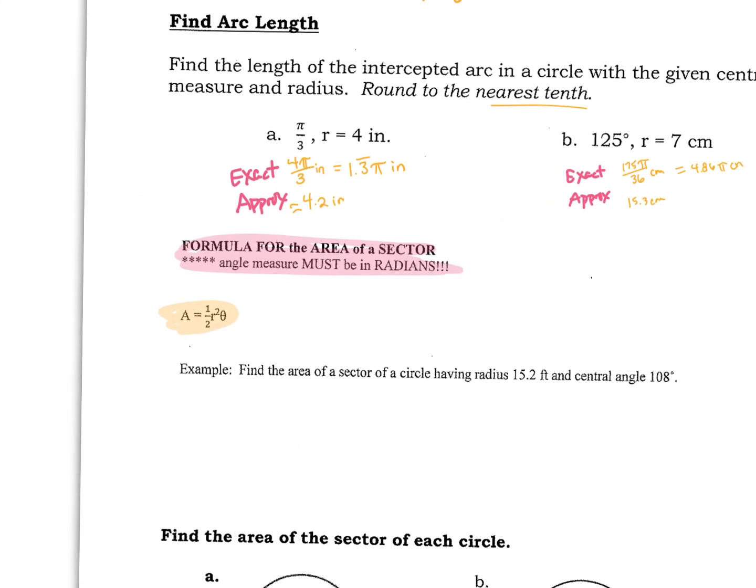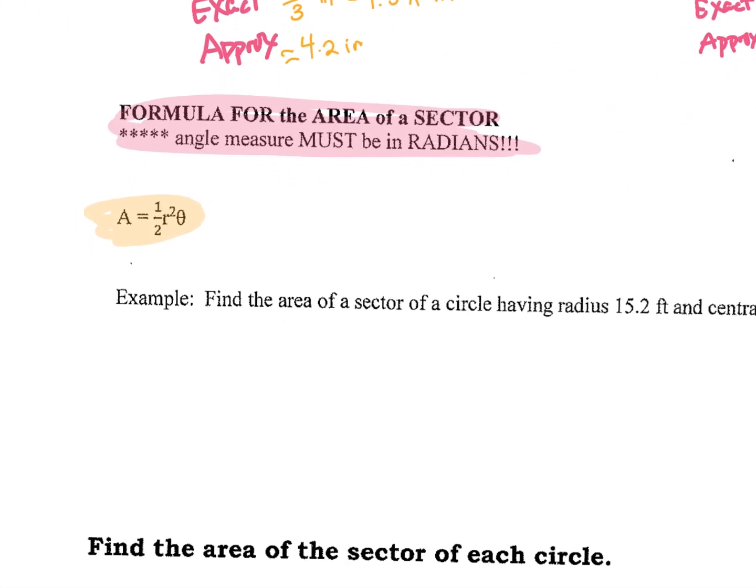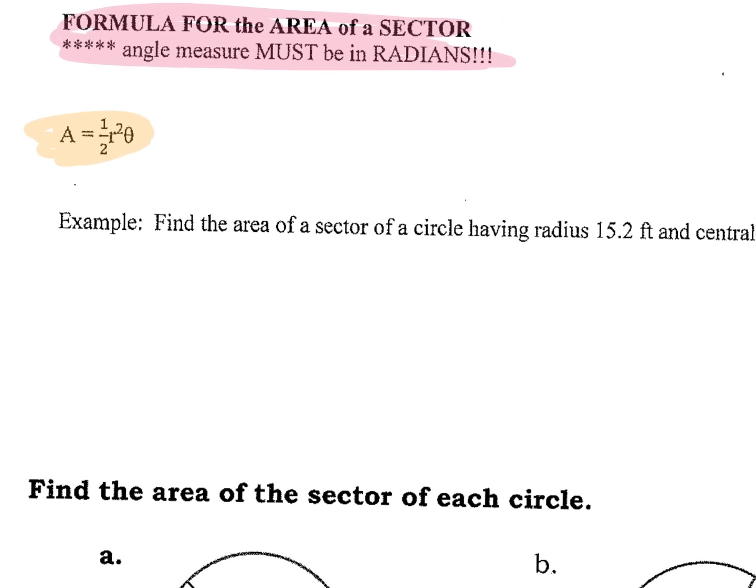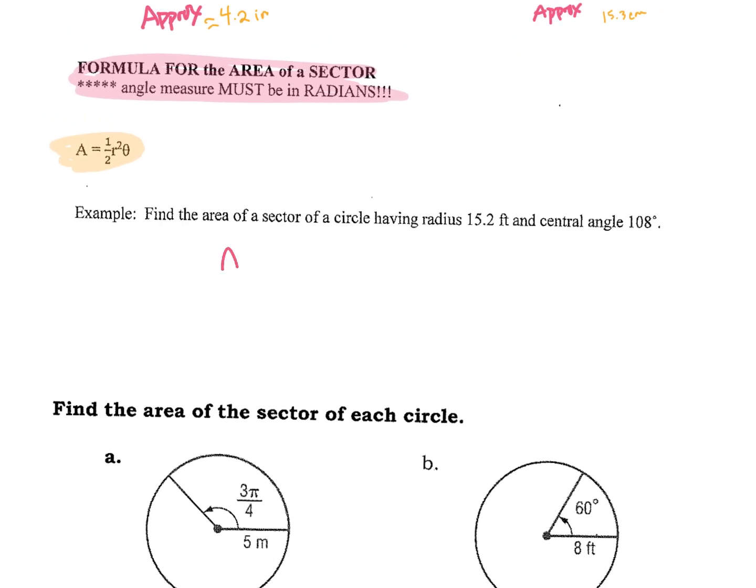Awesome. Okay, formula for the area of a sector. If you notice, the only new thing in the formula is just A, which we know is going to be for area. So the formula is similar to what you would think it should be. So that's helpful also. In this particular example, it's saying find the area of a sector. So 1/2 times 15.2 squared times, we've got to convert that 108 degrees to 3 pi over 5, right?